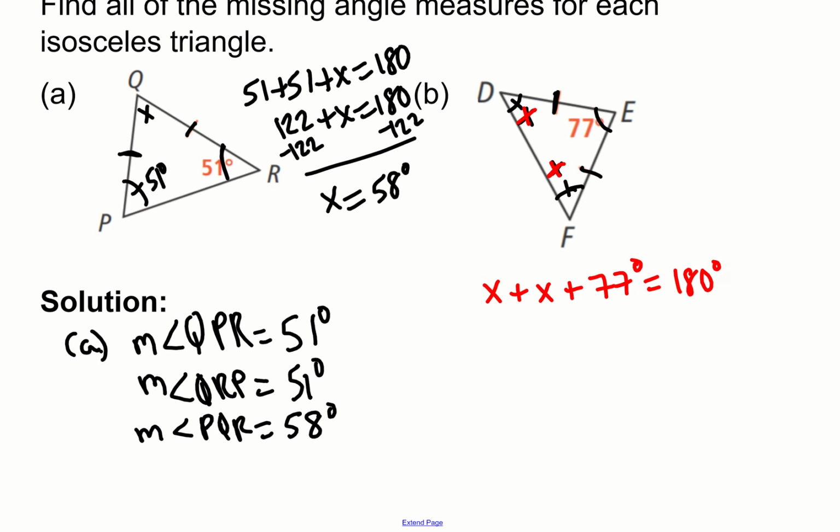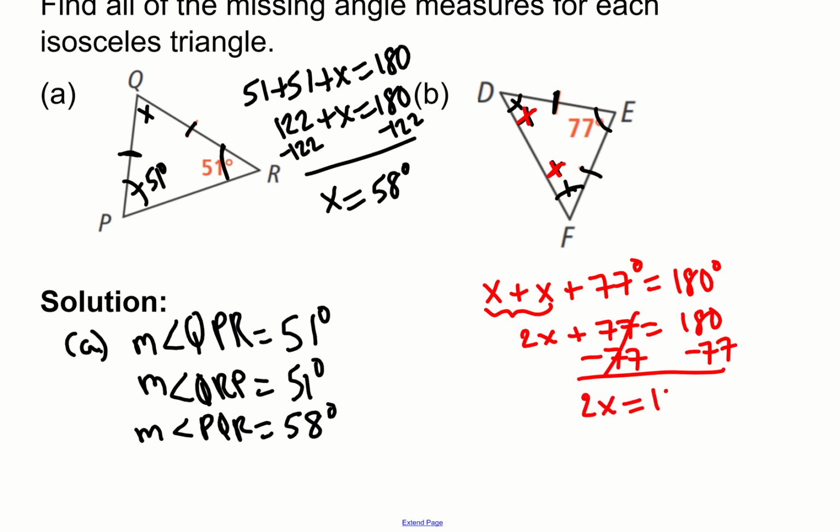So now we can go ahead and combine our like terms. So this is going to give us 2x. Then we subtract 77 on both sides. So we're left with 2x equals 103. Then we can go ahead and divide by 2 on both sides. So we have a rather odd angle. So it's going to be 103 divided by 2. We can figure out what that is. We'll do that off to the side here.